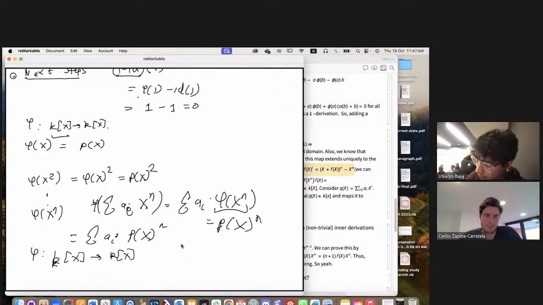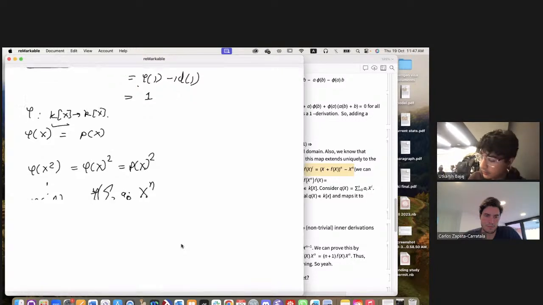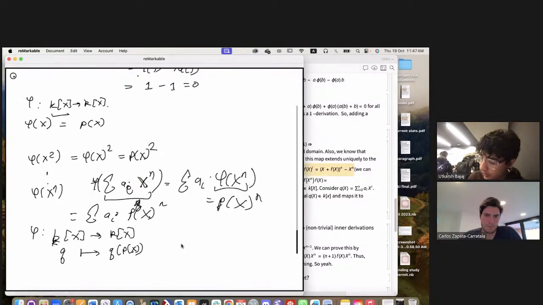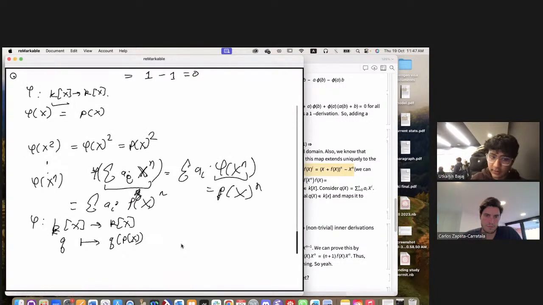It takes a polynomial q, so over here q is this, right? And it just evaluates q at p of x. That's it. Like over here, q was like the sum of a_i x^n. I'm just substituting p of x in place of x. And it's very easy to show that this is true for all algebras that are generated by one element. That it's just going to be this evaluation of all those.